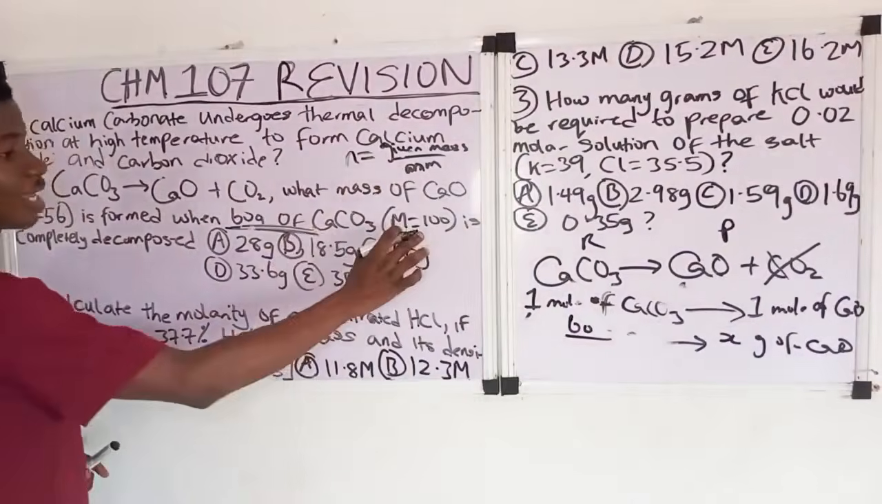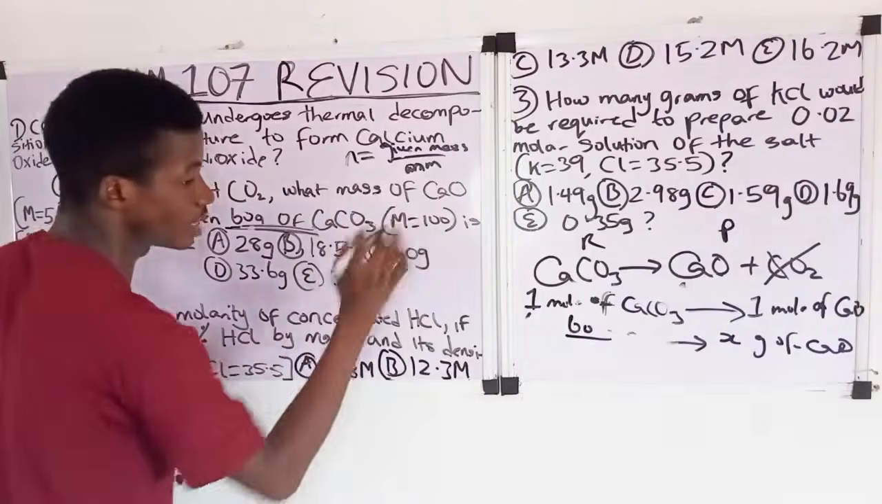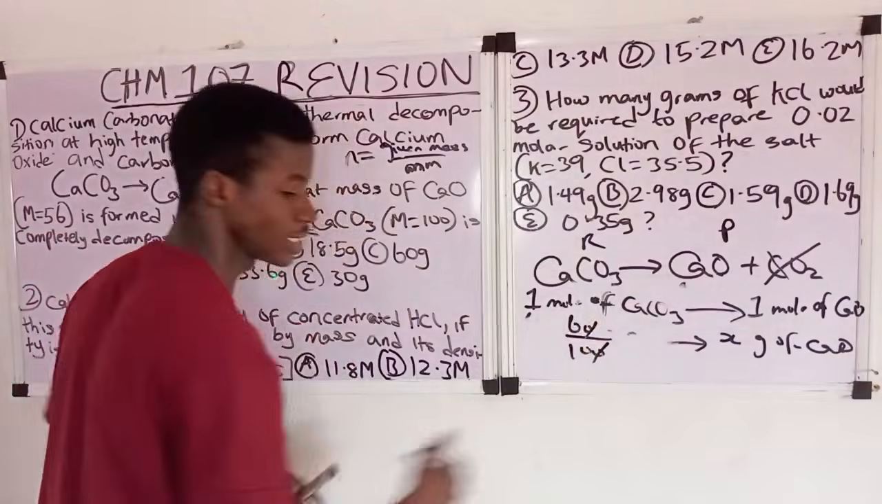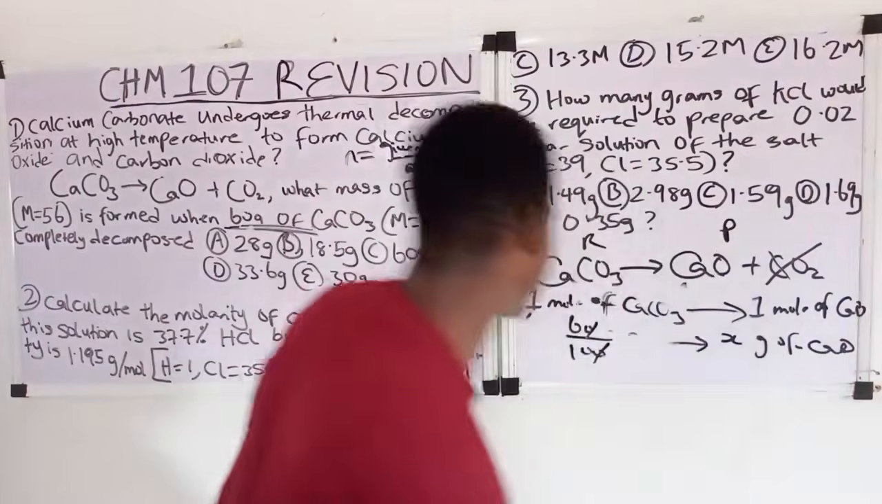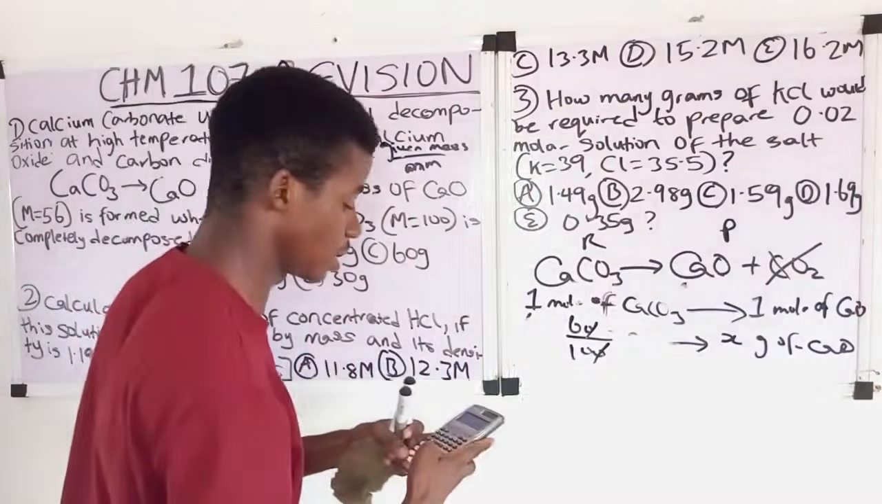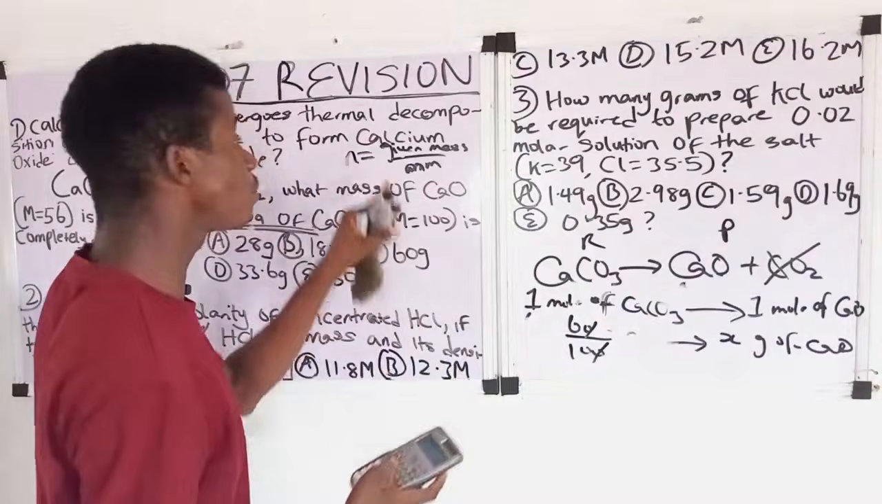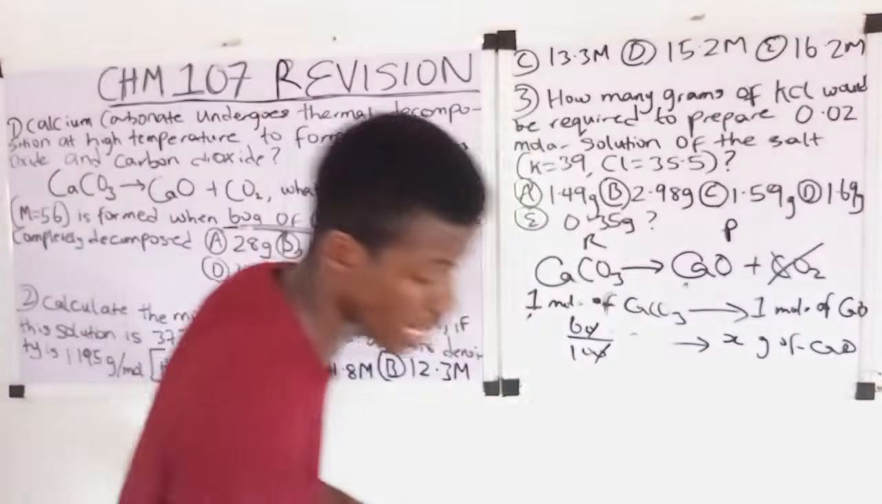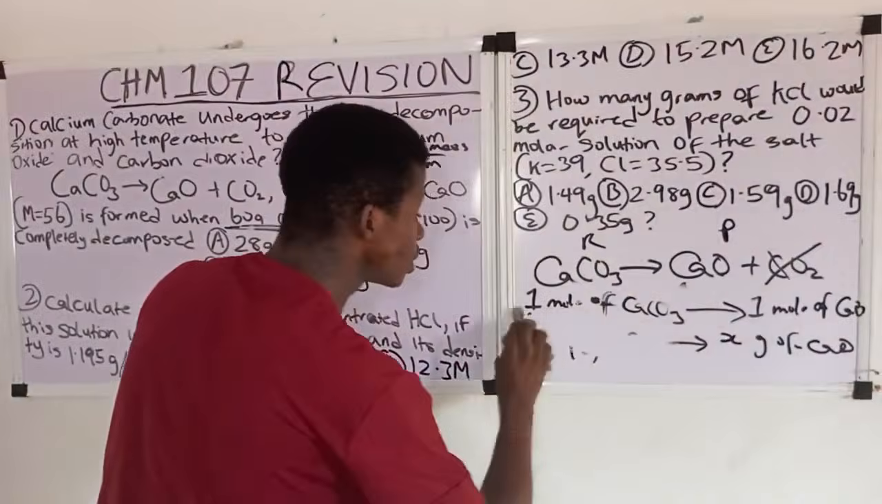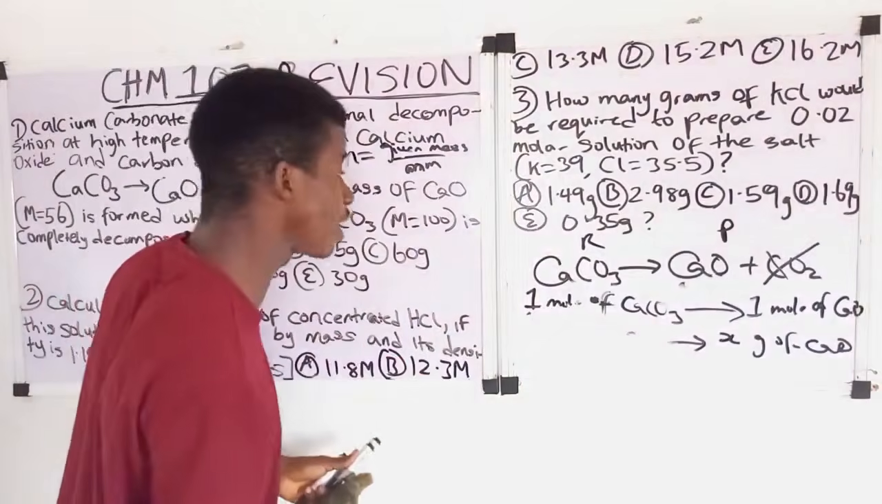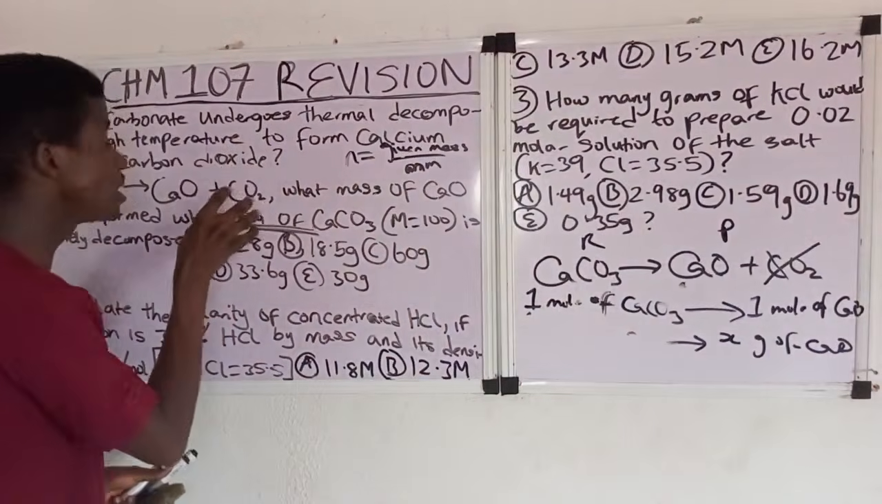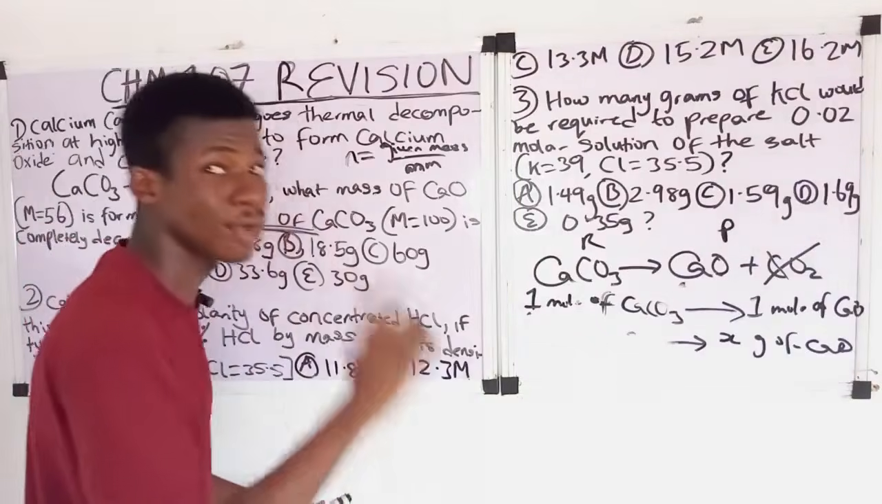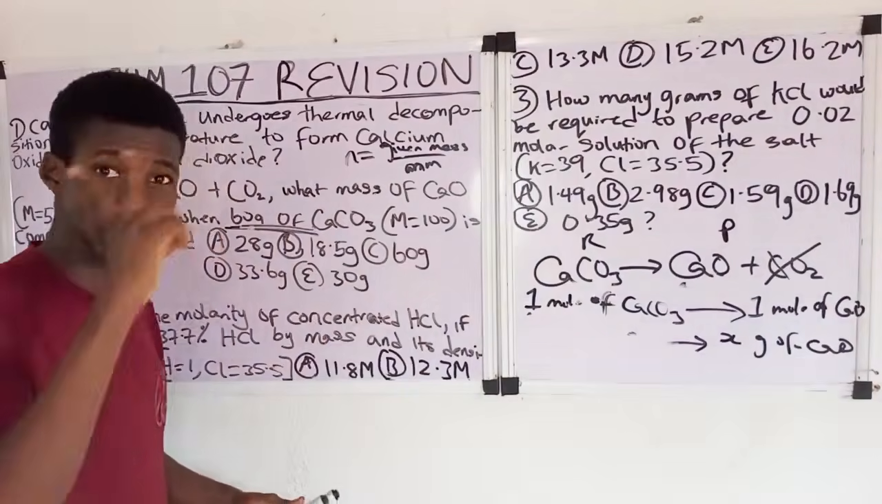If you look at this, the molar mass of calcium carbonate is 100 grams, right? So if we divide 60 by 100, that gives us 0.6. So we have successfully converted from 60 grams to moles. Remember, we are using moles to solve, not grams, right?